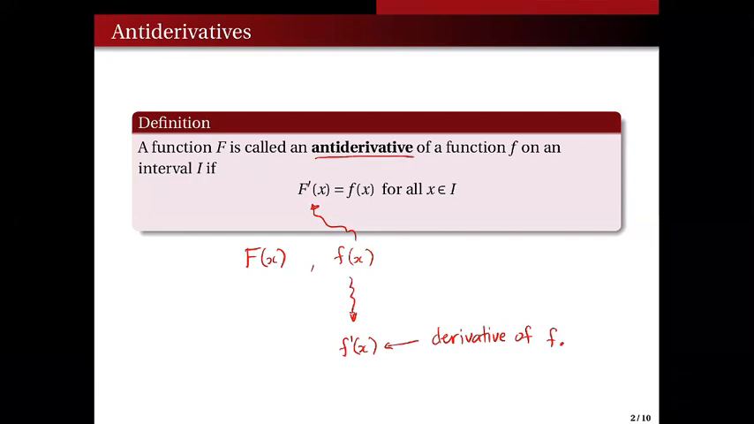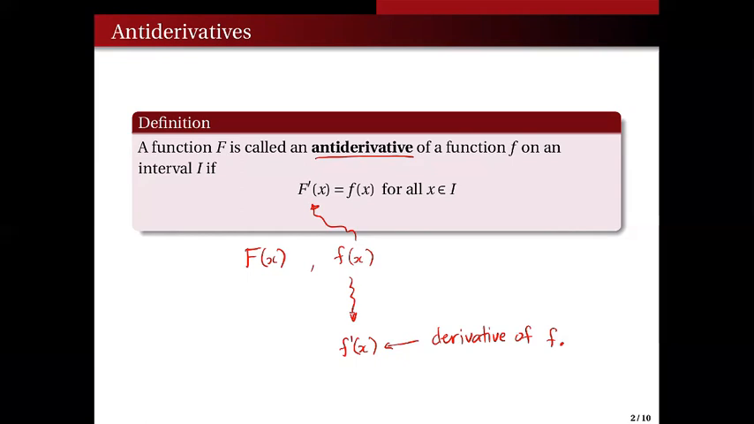Is that clear? So again, you have a small function f. If you get the derivative of that, you will have small f prime of x. This is the derivative of f. However, if you go up, you find this capital F such that the derivative of capital F is small f. Then capital F is an antiderivative of small f.